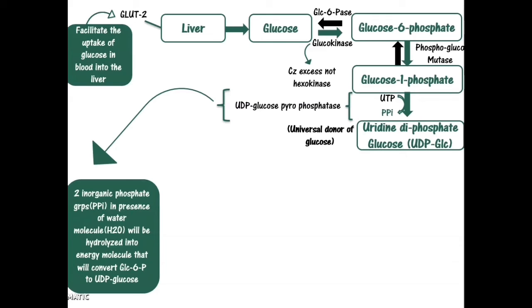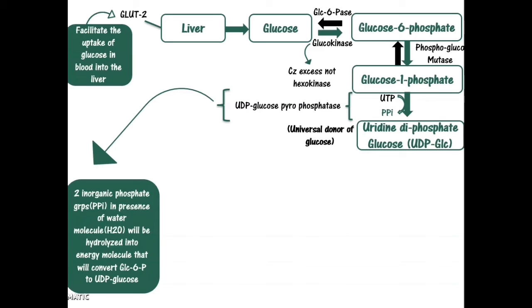But because this dephosphorylation needs a source of energy, the enzyme will remove a phosphate group from a UTP molecule, yielding uridine diphosphate, that's present here, and an inorganic pyrophosphate group. This inorganic pyrophosphate group will enter the cytoplasm, be hydrolyzed by water into inorganic phosphate groups, and produce the energy needed for the dephosphorylation of the glucose 1-phosphate molecule. The remaining glucose, the core, will be merged with the uridine diphosphate obtained from the hydrolysis of the UTP molecule, forming uridine diphosphate glucose.